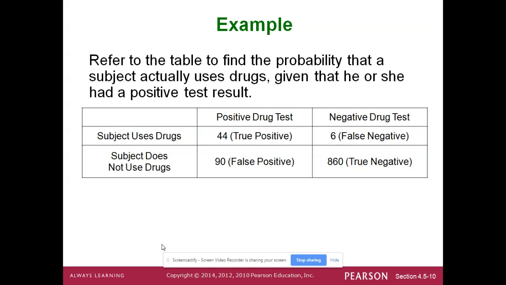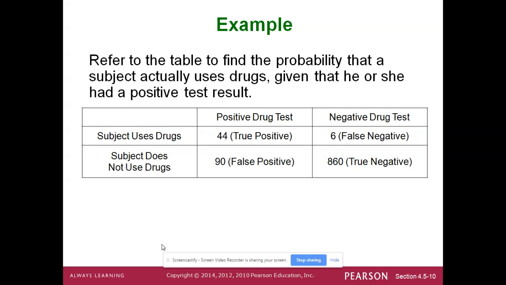They may have given us. They may have talked to their business associates. All right. And then the second row there is subjects that we know do not use drugs. There were 90 false positives and 860 true negatives.